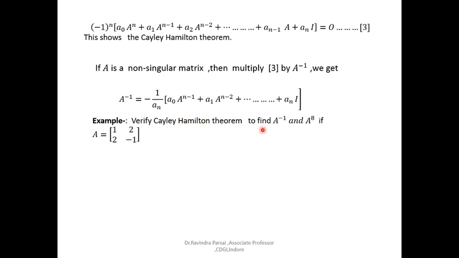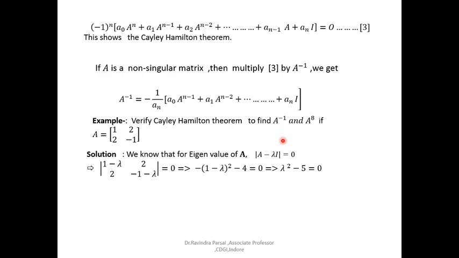So verify the Cayley-Hamilton theorem. The question is asked this way: verify the Cayley-Hamilton theorem and find A inverse and also find A raised to 8. We are having in this question two applications, one is A inverse, another is A raised to 8. So if the matrix is this, okay, there is no problem. First of all, you write the eigenvalue equation or characteristic equation of the matrix. Our eigenvalue is defined by this characteristic equation.